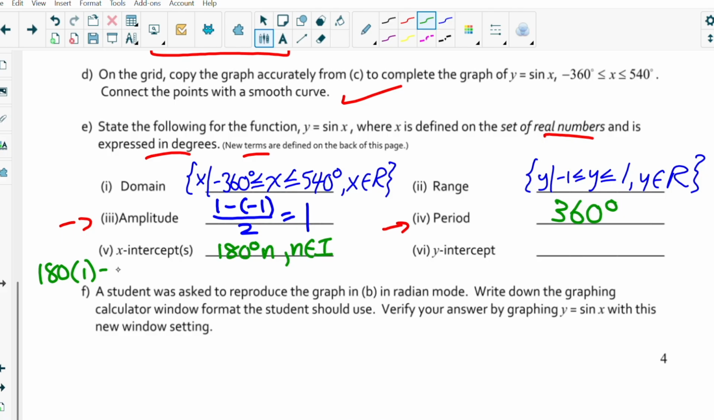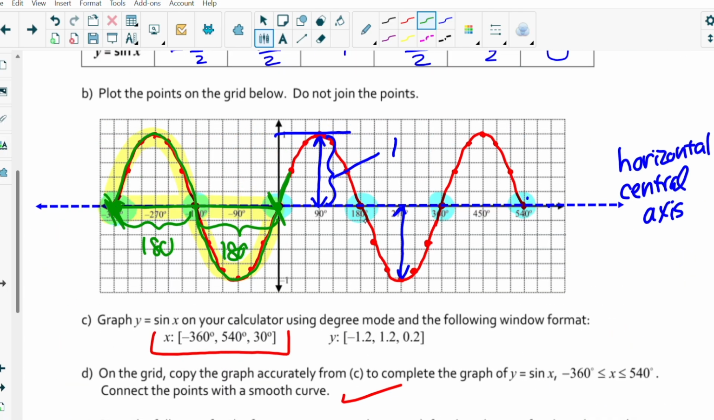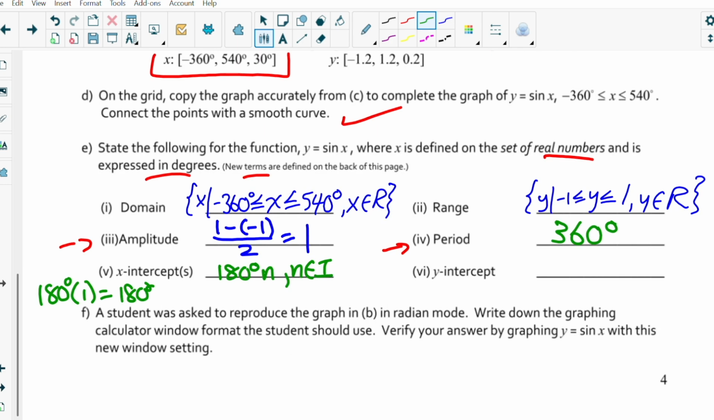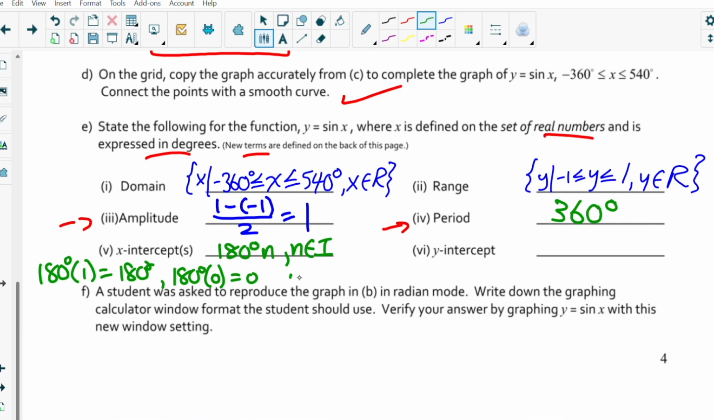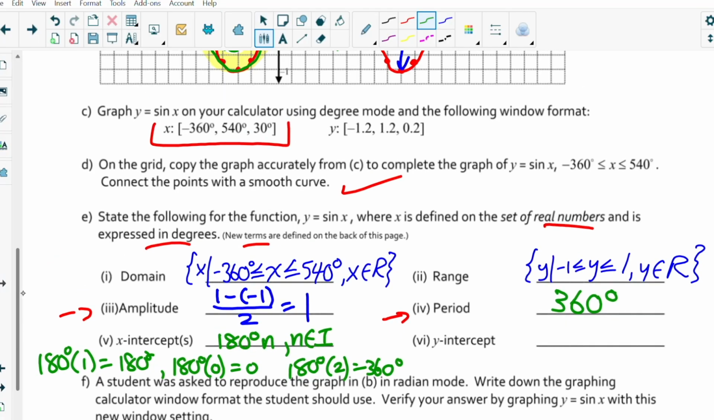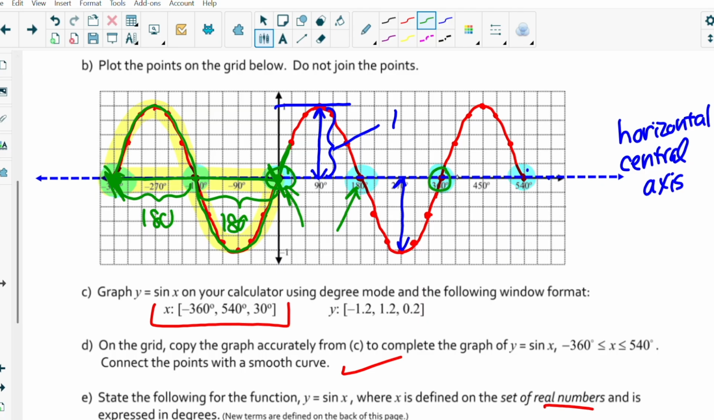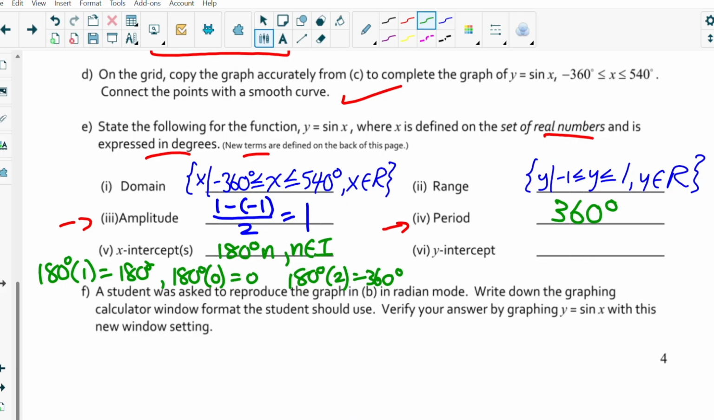So 180 times 1, that's 180 degrees, right there. What about this one? What if it's 180 degrees times 0? Well, that equals 0 degrees, and that's right there. What if it's 180 degrees times 2? That's 360 degrees. Is that an x-intercept? 360 degrees? Sure is, right there. And you can just keep doing that for all these x-intercepts.